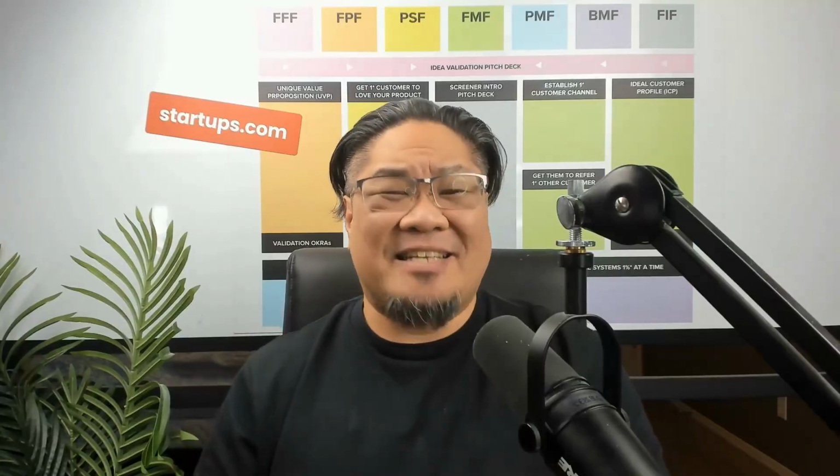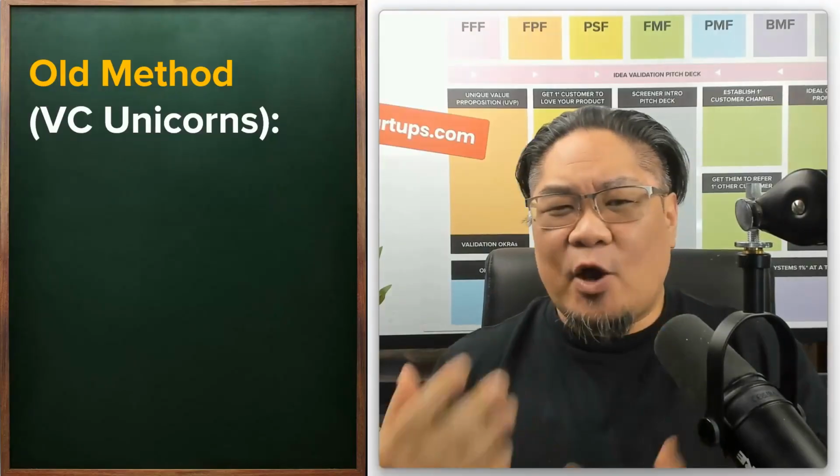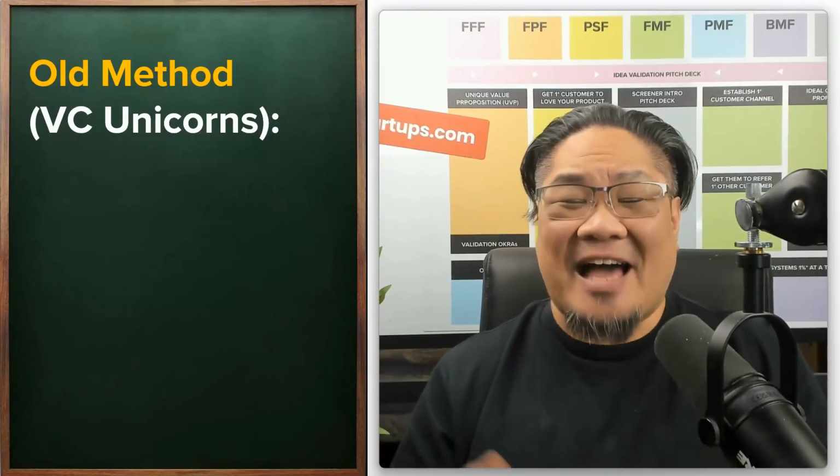Let me show you some traction math to help you raise pre-seed or seed funding, $1 million, less or more. Let's get into it. This is the old method that VCs use to evaluate unicorns.